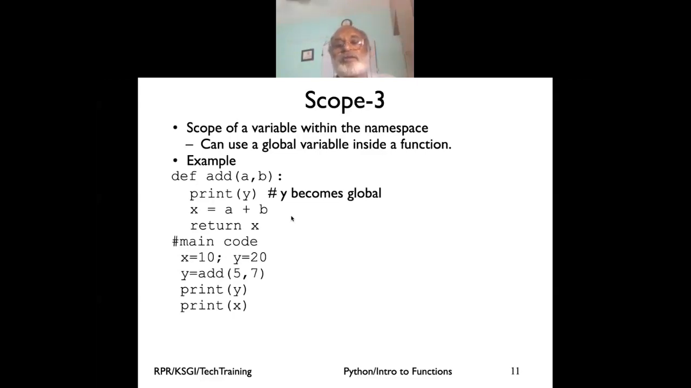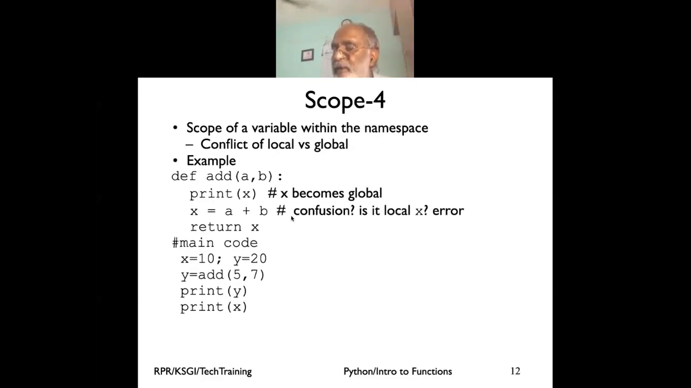I'm trying to define the scope. Let's go to the next instance. Again, the code is same. Now, what I'm doing is, I'm saying print x, then saying x is equal to a plus b. Now, this is my whole code, whole file. In this whole file, this x is a global, y is a global.